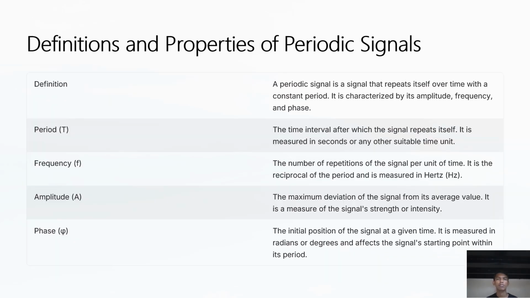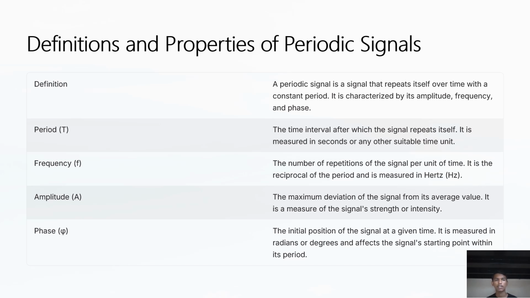Definition and properties of periodic signal. Definition: a periodic signal is a signal that repeats itself over time with a constant period. It's characterized by its amplitude, frequency, and phase. Period: the time interval after which the signal repeats itself.